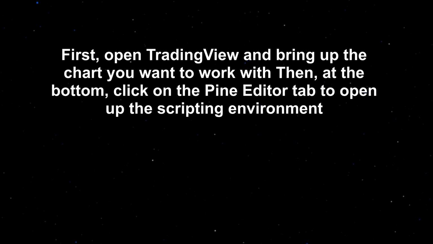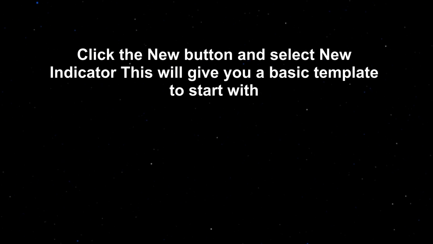First, open TradingView and bring up the chart you want to work with. At the bottom, click on the Pine Editor tab to open up the scripting environment. Click the New button and select New Indicator. This will give you a basic template to start with.